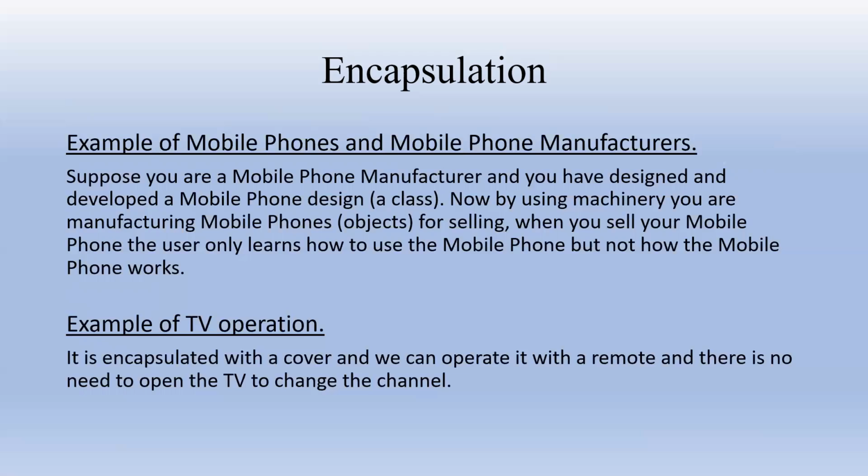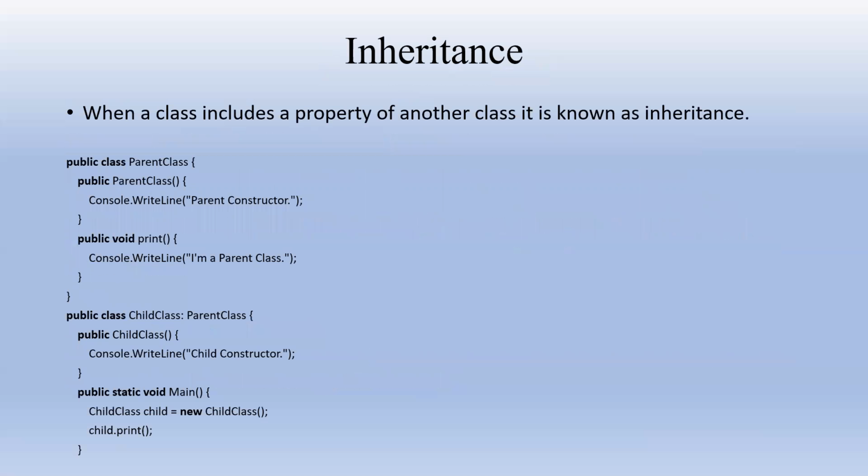Next example is an example of TV operation. If you see a remote, it is encapsulated with a cover and we can operate it with a remote, right? So there is no need to open the TV to change the channel, because we have a functionality given to us through a remote. So we can change the channels in a TV using a remote, and there is no need to open the TV to change the channel, right?